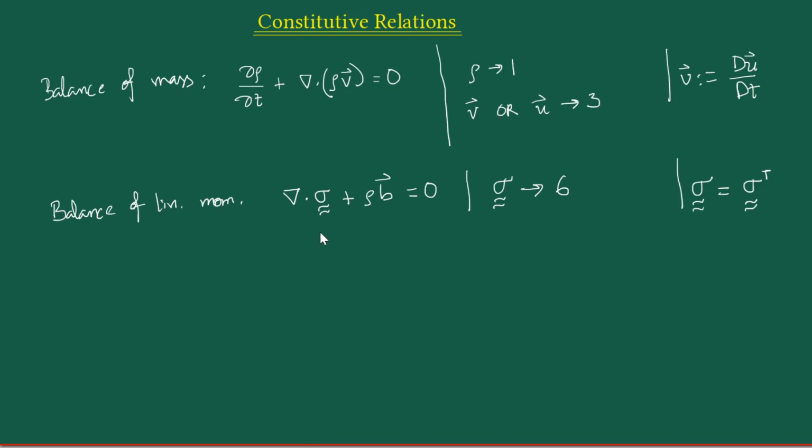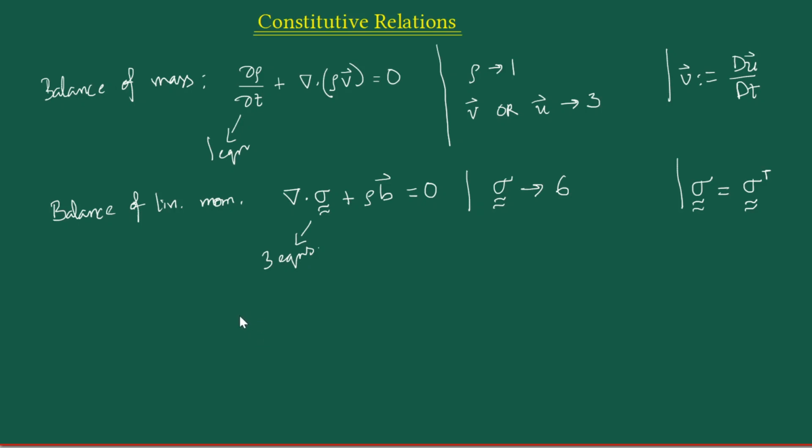We have mentioned that the expanded version of this would be the 3 stress equilibrium equations written in the form del sigma 1 1 del x1 plus del sigma 1 2 del x2 plus del sigma 1 3 del x3 plus rho b1 as the first component, and similarly for the second component and the third component. So in total we have 3 equations here and 1 equation here. So overall we have 4 equations. This is just one equation, and this one is 3 equations.